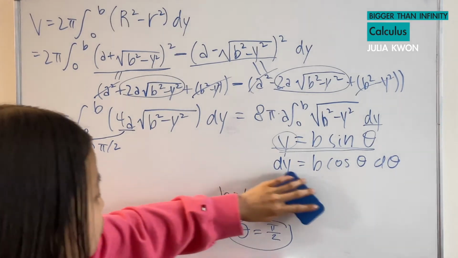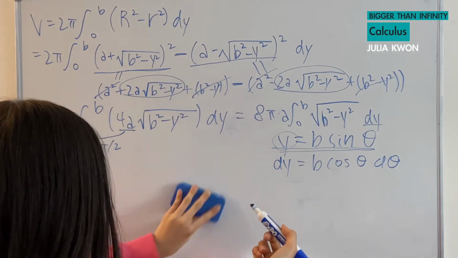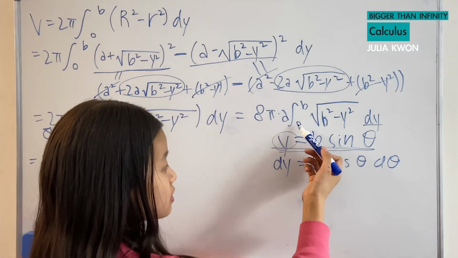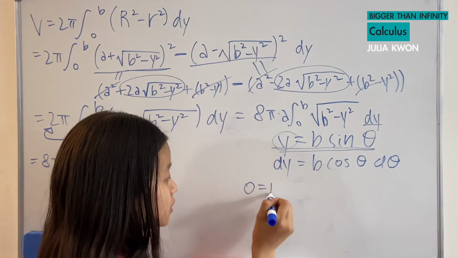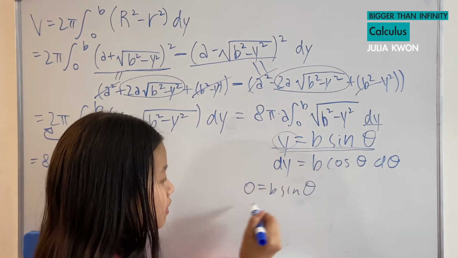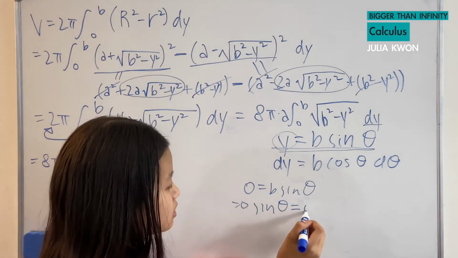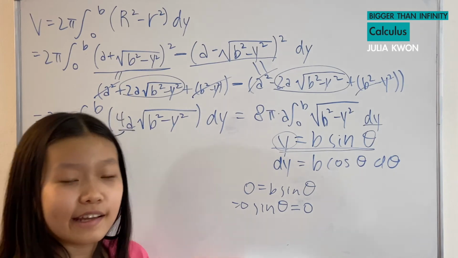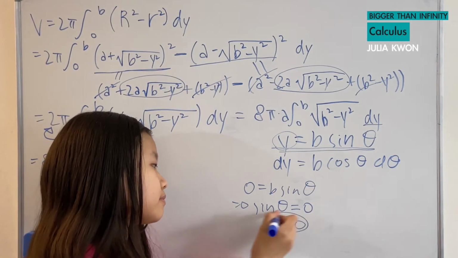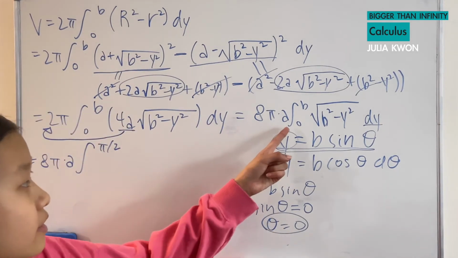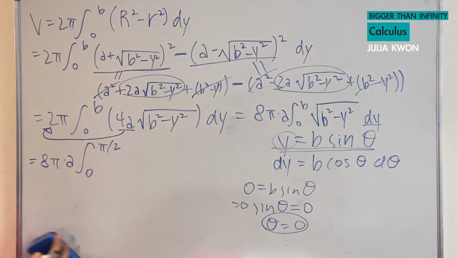And then to replace the 0 in our interval, we're going to put the 0 for the y here again and solve for theta. 0 is equal to b times sine theta, which means that sine theta is equal to 0 if we divide b on both sides, and solving for theta, we have 0. So we kept the 0 for our second interval.